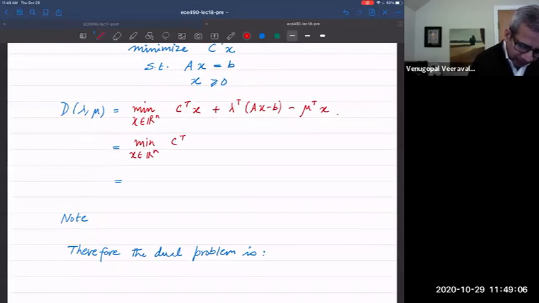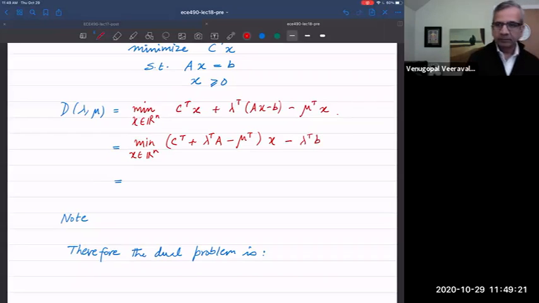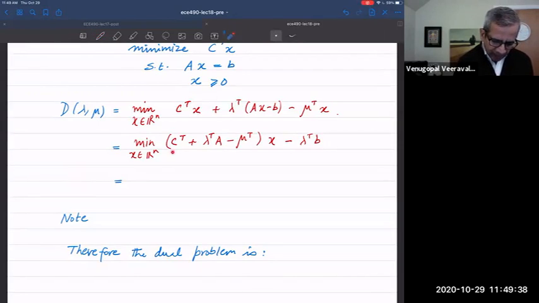So I get C transpose plus lambda transpose A minus mu transpose X minus lambda transpose B. Okay, so let's look at this. You're minimizing this over X belonging to R^n. This is similar to the argument we just used in the proof of strong duality. If this is a vector, this is a row vector.